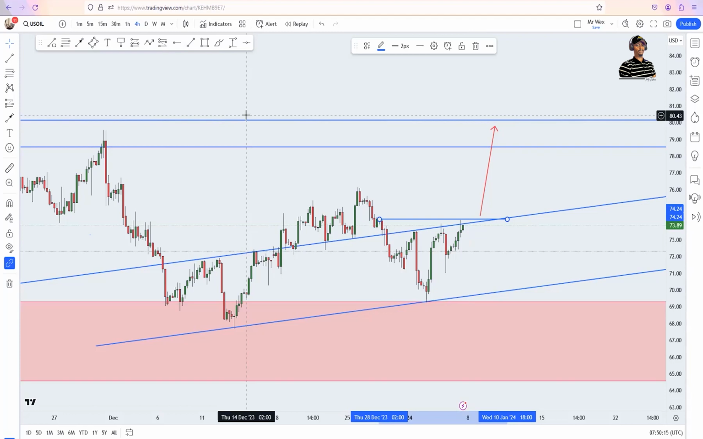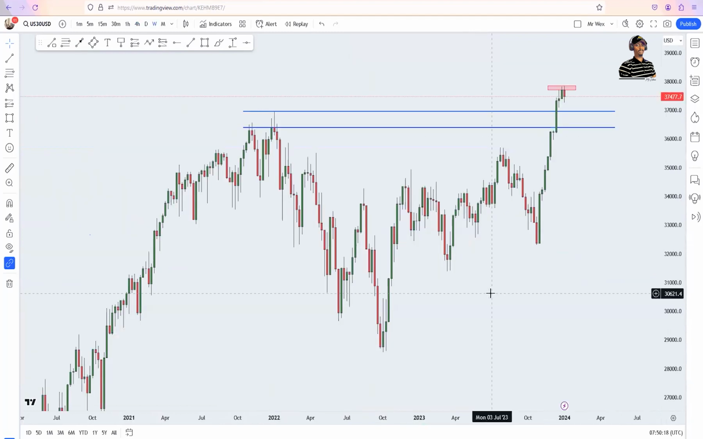So on US30, US30 has been in a strong bull that it did create a new high at 37,867.6 price level. So a lot of people are still wondering what is going to be the outcome of US30.